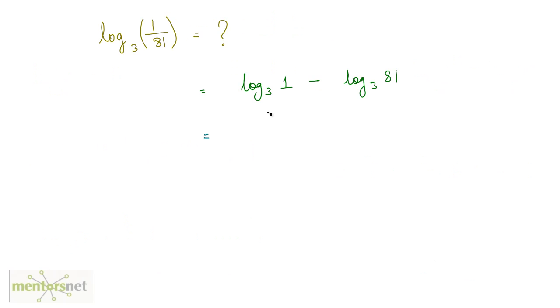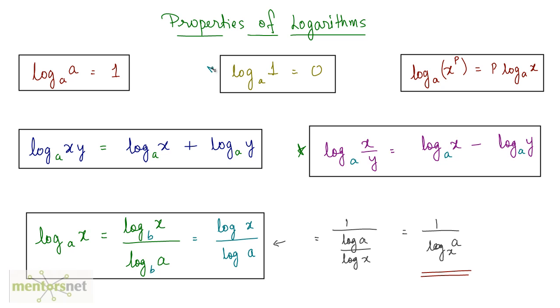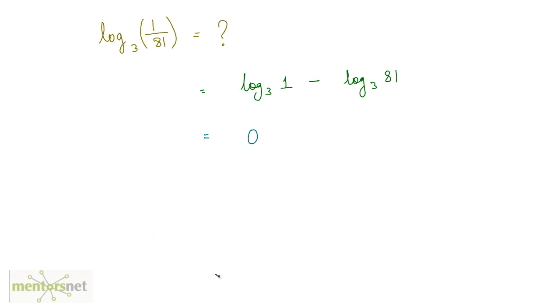Now log of 1 to the base anything is going to give you 0, right? This property, log of 1 to the base a, is going to get you 0, right? Why 0? Because 3 raised to 0 is 1, minus log of 81 to the base 3. Now to solve this, what raised to 3 is 81? Well, 3 raised to 4 is 81, right? So log of 81 to the base 3 is going to give you 4, right? So this is equal to minus 4.